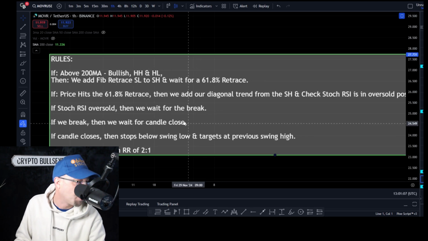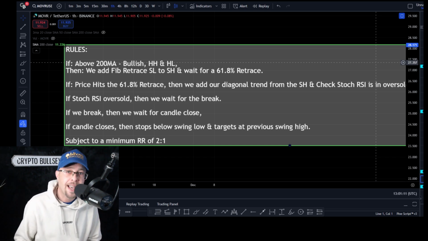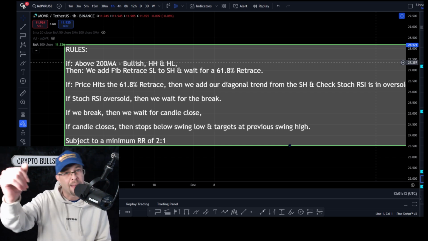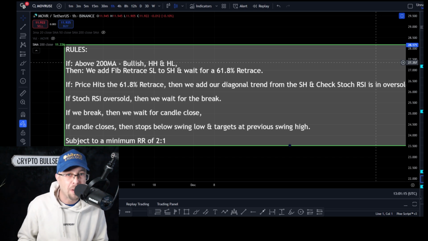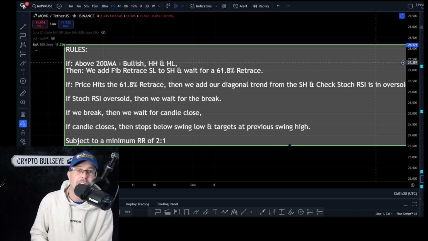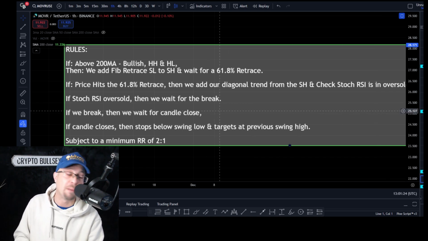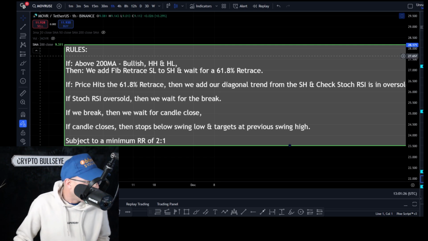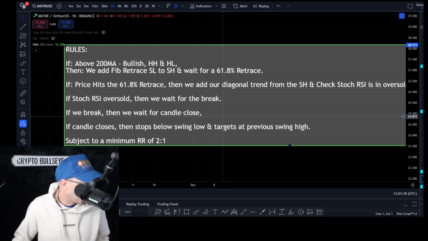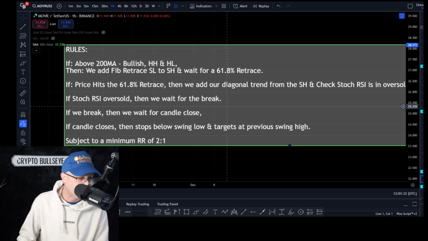This is important. Why do we wait for the candle close? Simple, guys, because of the fake out. So you often get wicks that push out and then push back in. If you went out on the break on a daily candle and the candle pulled back into trend, then your position's not as strong. You haven't got as much conviction. So you need to wait for the break, and then wait for the candle close. The candle closes, then stops below swing low and targets a previous swing high.